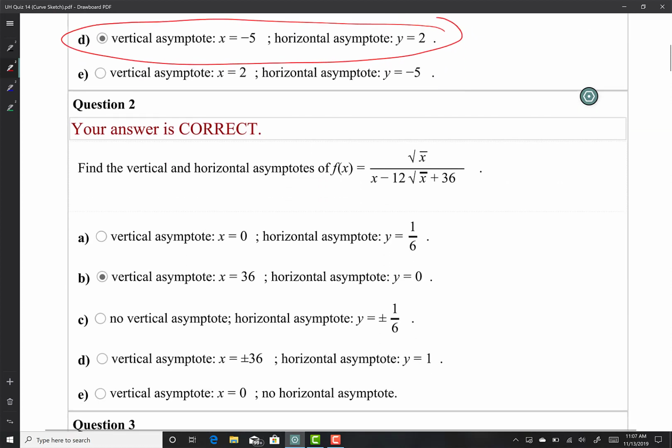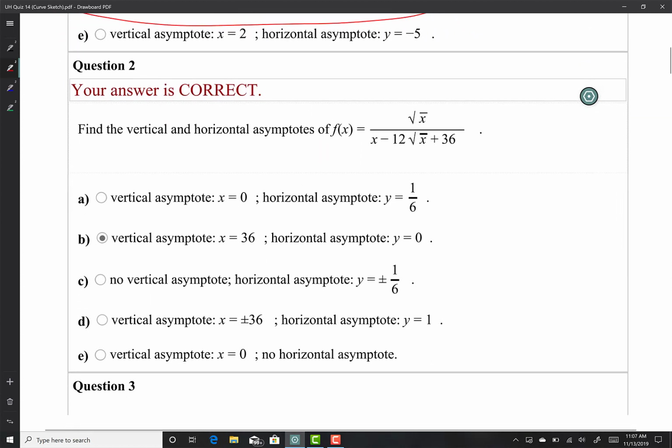Find the vertical and horizontal asymptotes of this guy. So again, for the horizontal asymptote, the denominator is larger than the numerator. If I approach positive infinity, I will get 0. So it looks like y equals 0 is a horizontal asymptote. If I approach negative infinity, well, you can't approach negative infinity because I have a square root here.